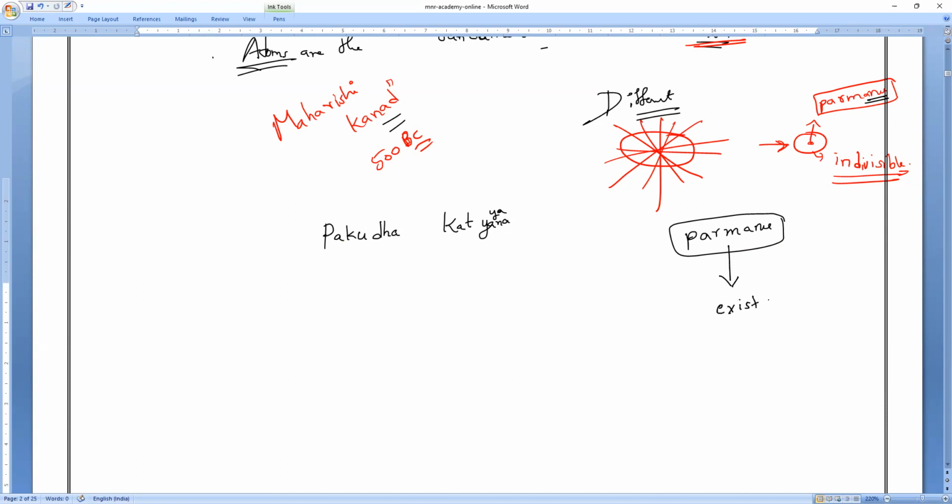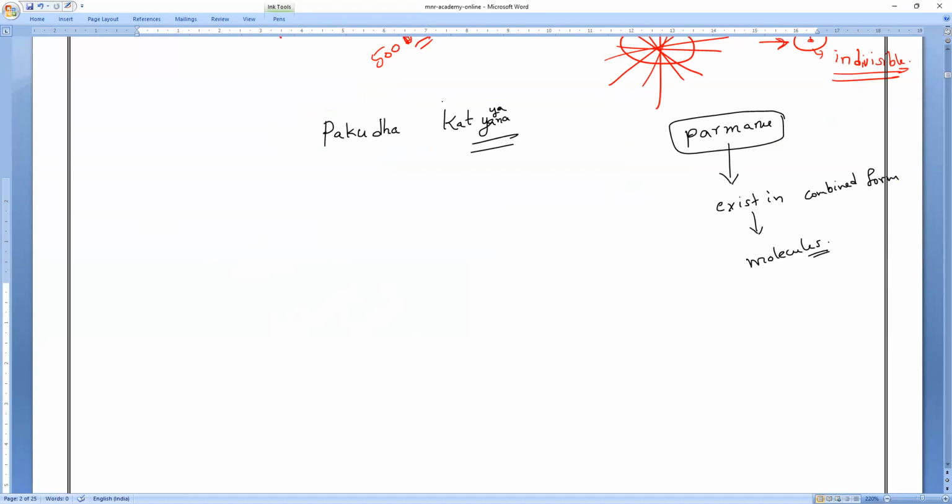Molecule. That is what Pakuda Katyayana said. He said Paramanu generally exist in combined form, and he called it molecules. So that is what you have to remember. Scientists' names are very important; even in general life, people will ask in many exams. Next. That's why we say Indian and Greek philosophers both. These are the two ancient Indian philosophers: one is Maharshi Kannad, the second one is Pakuda Katyayana.